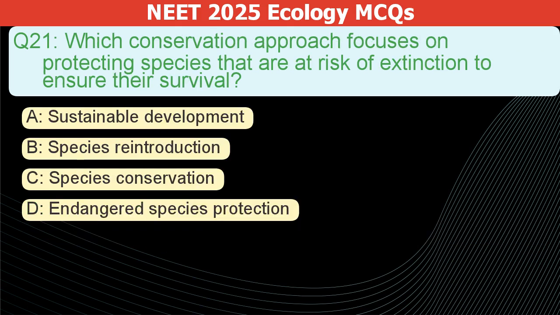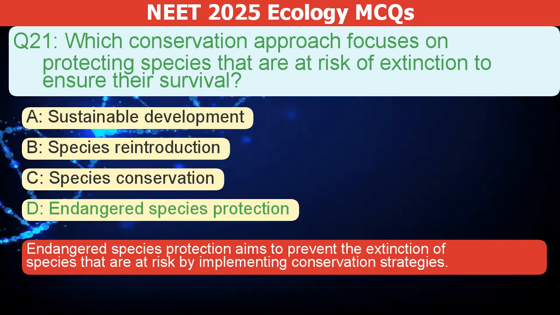Which conservation approach focuses on protecting species at risk of extinction to ensure their survival? A. Sustainable development. B. Species reintroduction. C. Species conservation. D. Endangered species protection. The correct answer is D. Endangered species protection aims to prevent the extinction of species that are at risk by implementing conservation strategies.